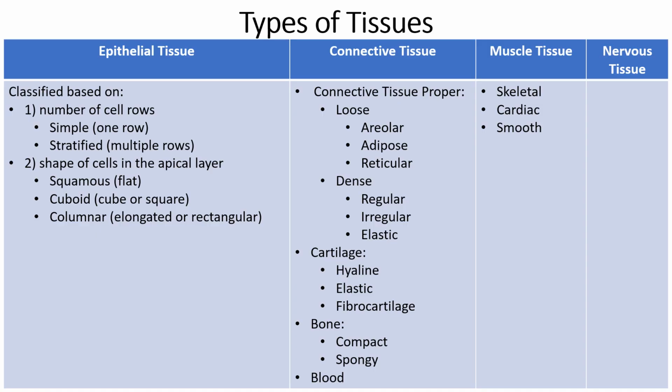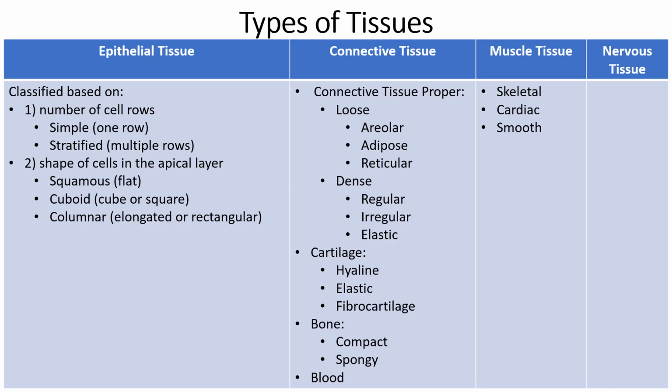All right, so we've talked about the four main types or main categories of tissue. So epithelial, connective, muscle, and nervous. Right? For epithelial tissue, we've talked about the two ways that we would classify different types of epithelial tissue based on two criteria. One, the number of cell rows, whether it is one row of epithelial cells or multiple rows. If it's one row, we're talking about simple epithelial tissue. If it's more than one row of cells, stratified.